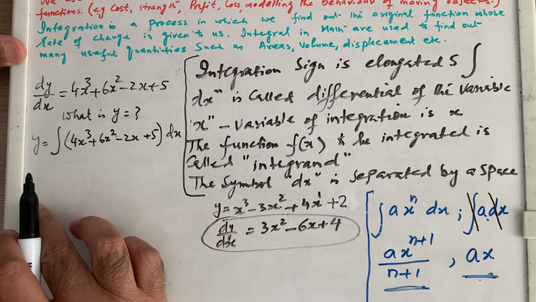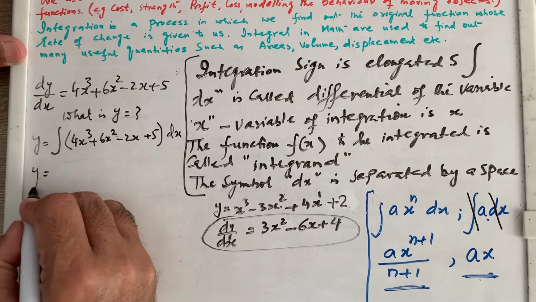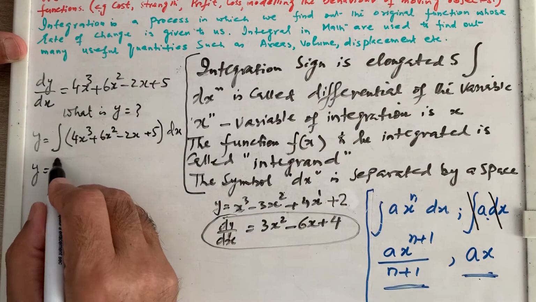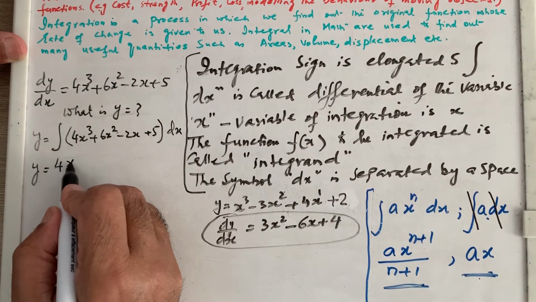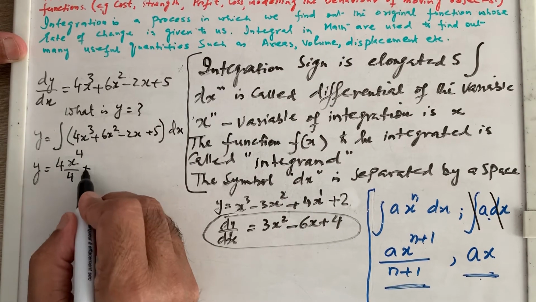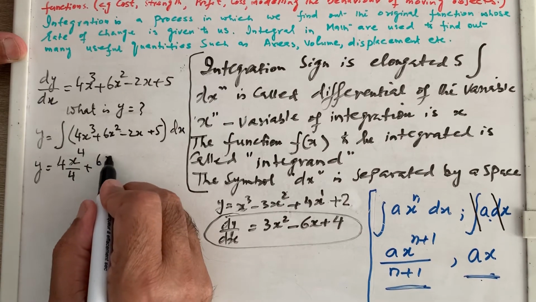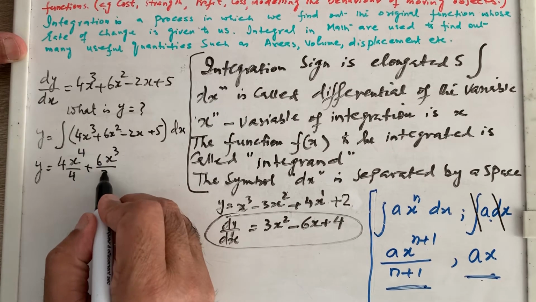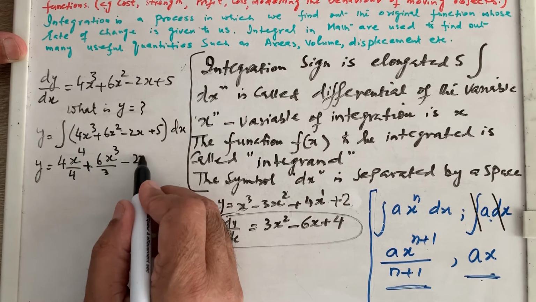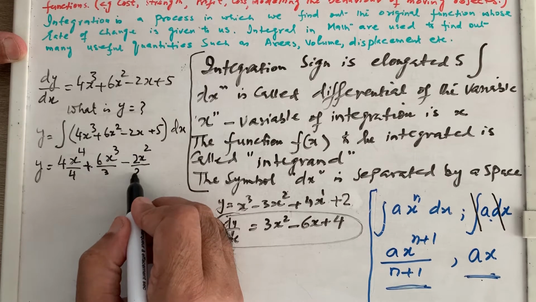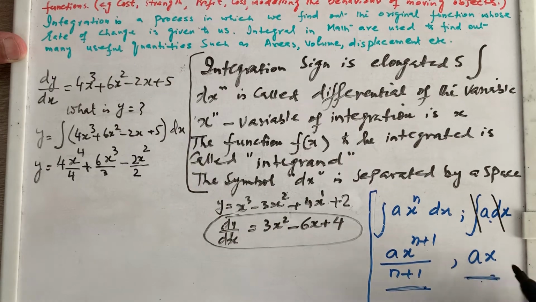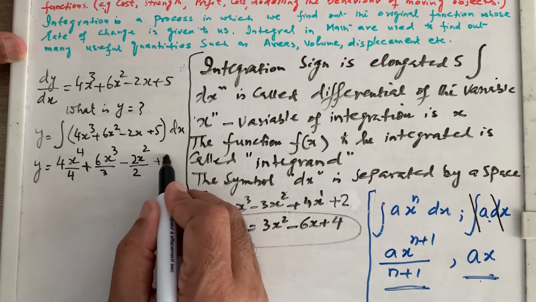So now we have dx. Now what is the rule? The rule is keep this a, a is 4 here, increase one power, so 3 plus 1 is 4, divided by the increased power, which is 4, plus 6, increase one power of the variable and divide by the increased power, minus 2, increase one power and divide by the increased power, plus 5. The integral of a constant is ax, so plus 5x.